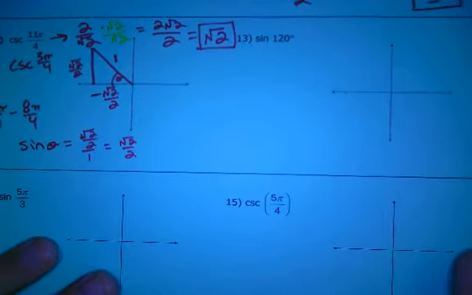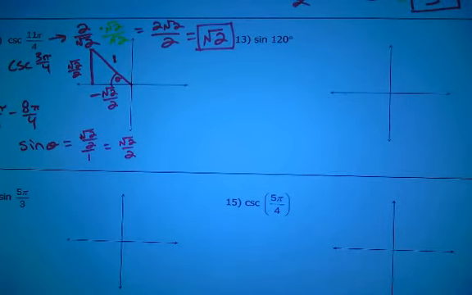Alright, sine of 120. Why don't you go ahead and try sine of 120 on your own. Pause the video and play when you are ready.